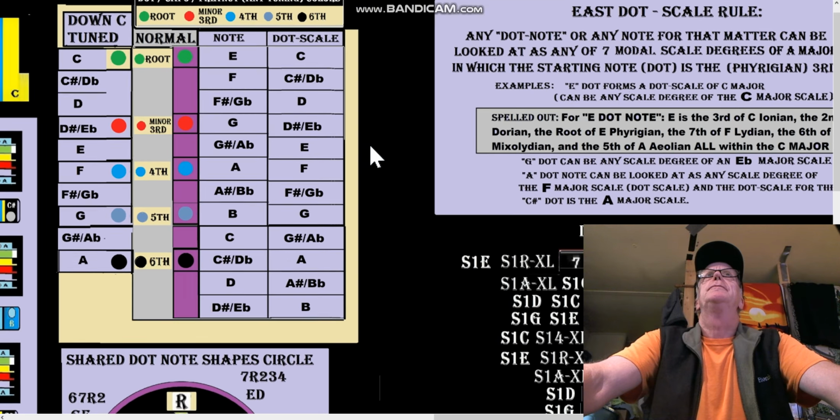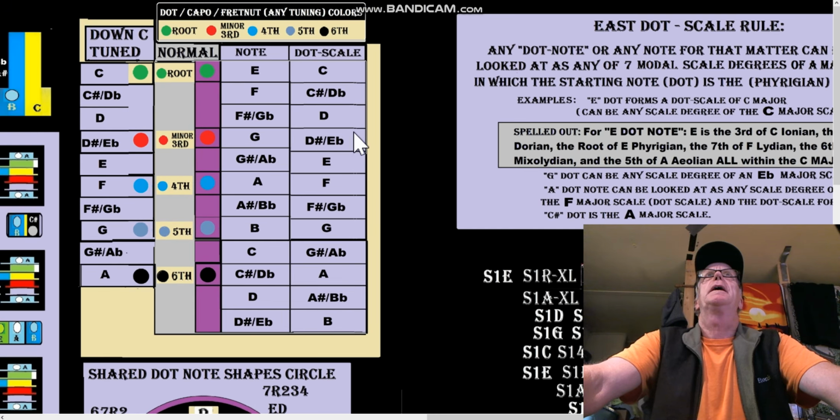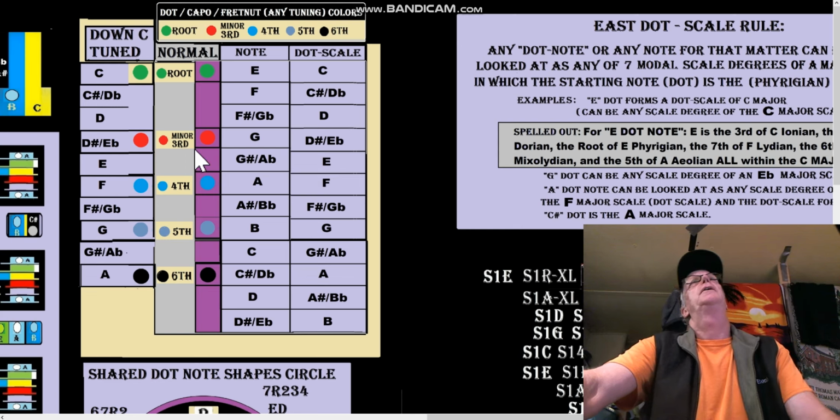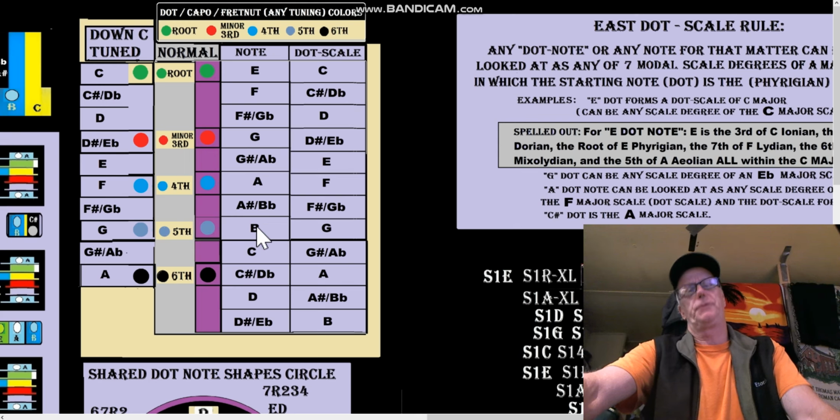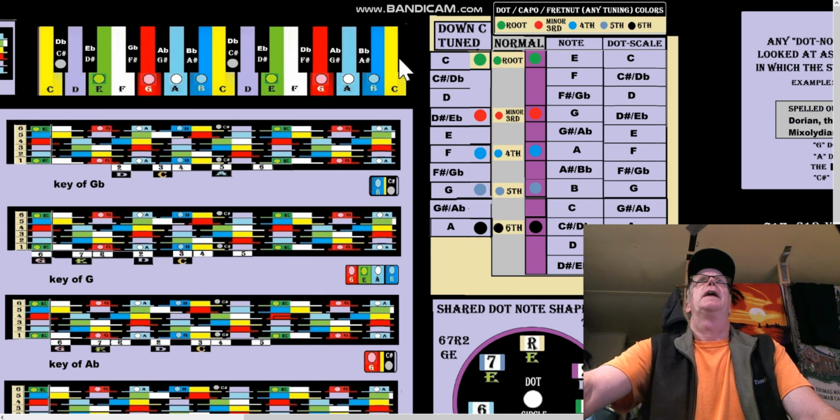So what are we doing? Now I came over here, and I've got the dot, capo, fret nut, any tuning colors. Okay, so that's it. You know, the root is going to be green, the minor third's going to be red, the fourth is going to be blue, the fifth is going to be kind of an off blue, because that's the B color. That's the color of my B notes on my guitar theme. So let's look at that.